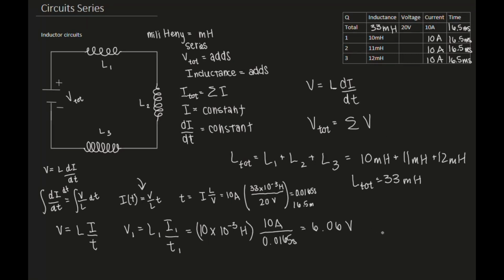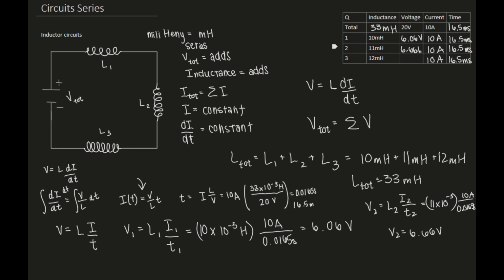I can then do the same thing to figure out the voltage across 2. The voltage across 2 then is going to be V2 equaling L2 I2 over T2, which in this case is going to be the 11 times 10 to the negative 3, 10 amps over 0.0165 seconds. When I plug that into my calculator, I get that V2 is roughly about 6.66 volts, something like that.